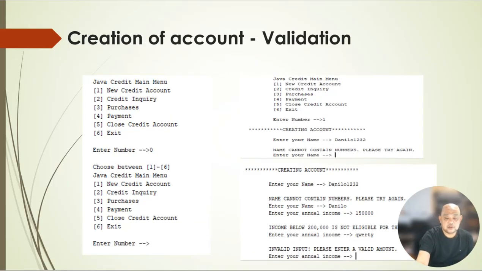Next is validation. As you can see in the slide, when a user enters another number other than 1 to 6, it will prompt the user that you need to choose only between 1 to 6. In the account creation, if the user enters a number in the name, it will validate it, because the name should not have a number. The same with the annual income, it should not have letters in it, and it should not be lower than 200,000 to apply for credit.